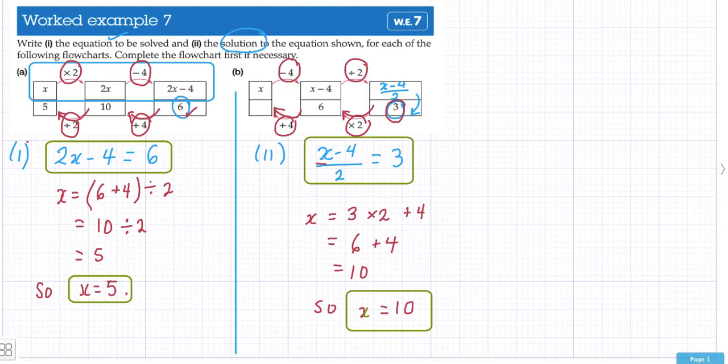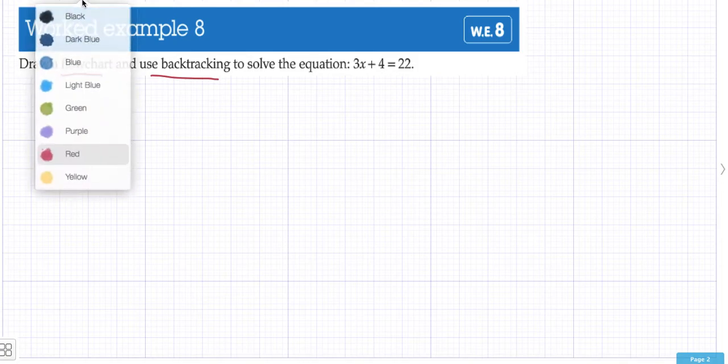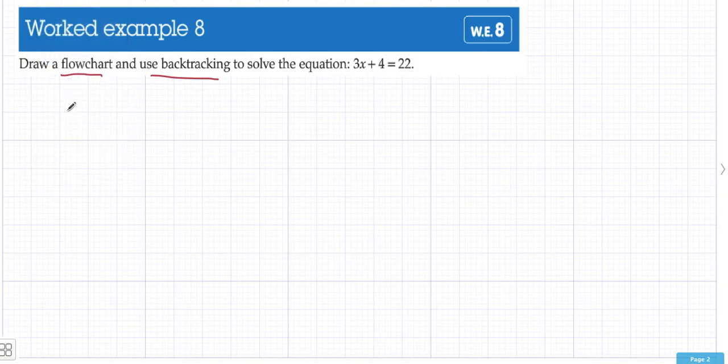All right. Cool. The next one that we're going to look at is actually going to be creating one of these flowcharts with two layers. So: draw a flowchart and use backtracking to solve the equation. Now it's called backtracking because we have to go backwards along a flowchart. First thing we're going to do is create a flowchart.